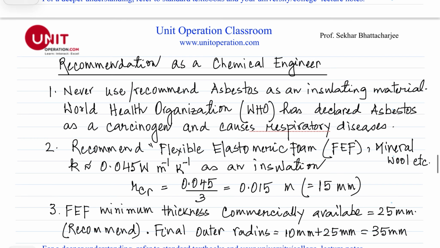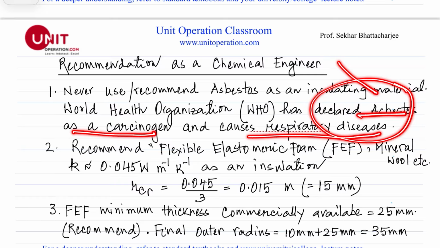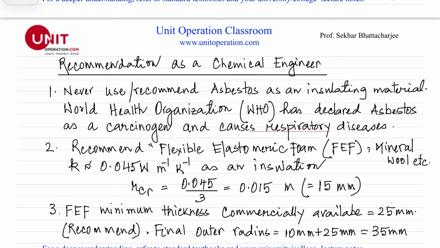So what are the recommendations? First of all, from the safety point of view, the World Health Organization has declared asbestos a carcinogen, and it causes asbestosis. So never use asbestos. In this problem, they are using asbestos. Never use asbestos as an insulation. Okay. Now, what shall we use?